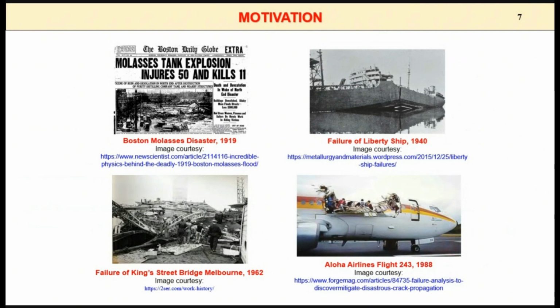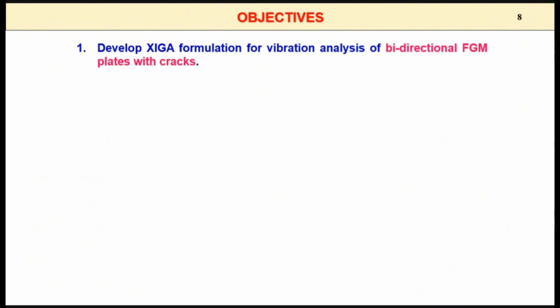I'm not saying it in that way, but computational techniques are preferred because they require fewer resources and are less expensive. So my objective is to develop the XIGA formulation. XIGA is extended isogeometric analysis. As we know, we have finite element analysis where we use the Lagrangian shape function. Isogeometric analysis uses the CAD basis function. The common CAD basis function is the NURBS basis function, that is, the non-uniform rational B-spline basis function.